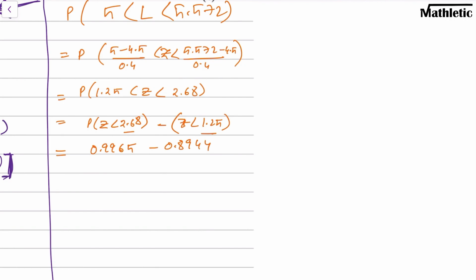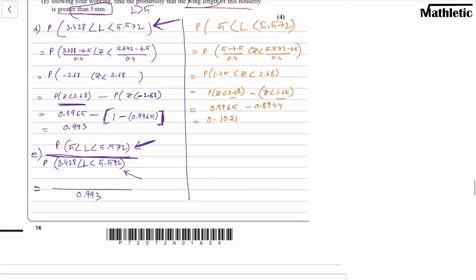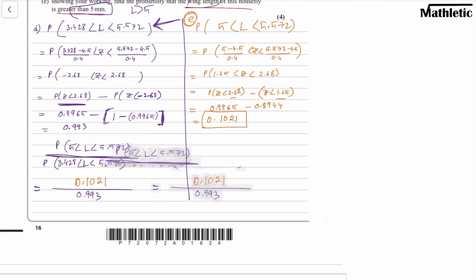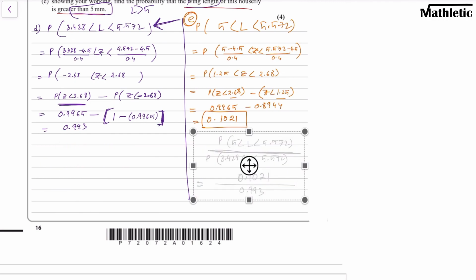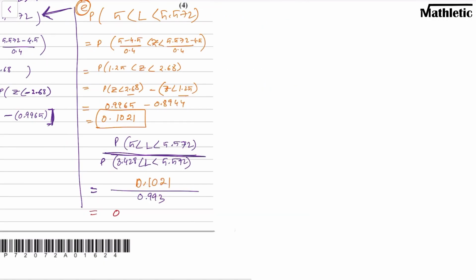So 0.1021. So we will just, so that's the part E. So after this portion you will just substitute it here, 0.1021. So the result is 0.103.